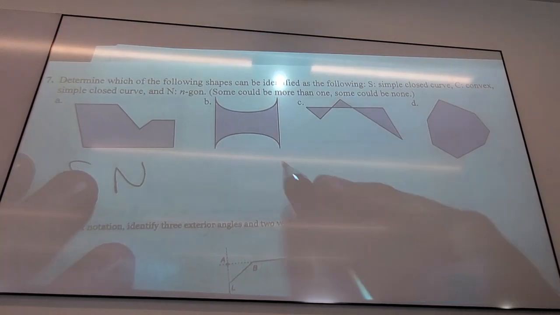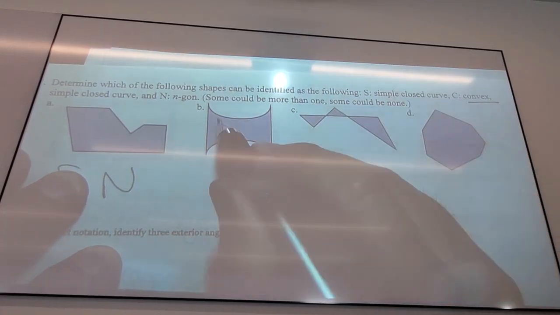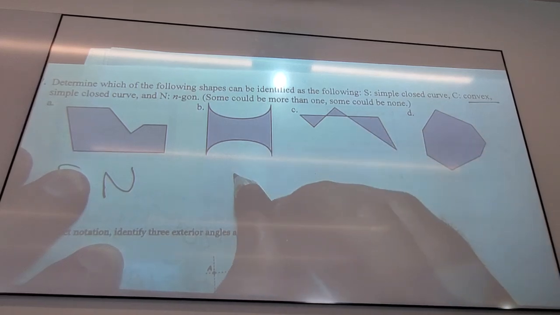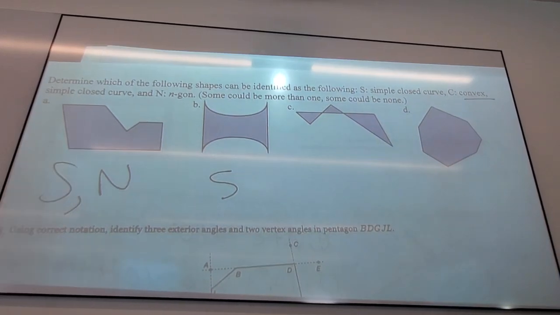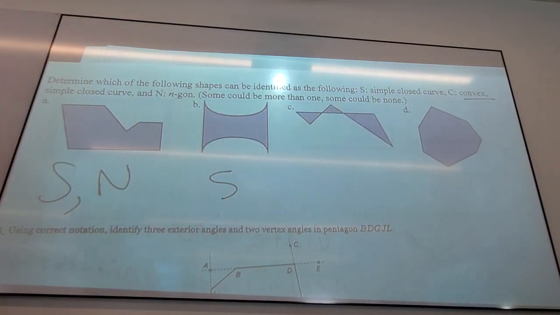Okay. So this one, it's not convex because it goes concave, yes? But it is simple, right? It's a simple closed curve. And it's not an n-gon because it's got sides that are circular shaped. It's not a line segment. C we already talked about. None of those things. What about D?